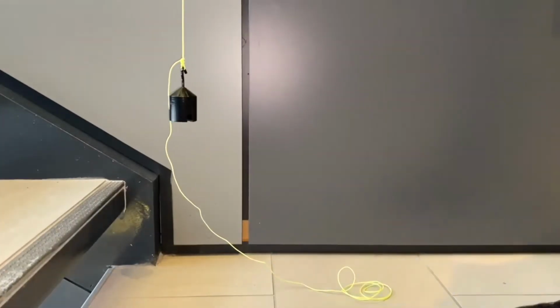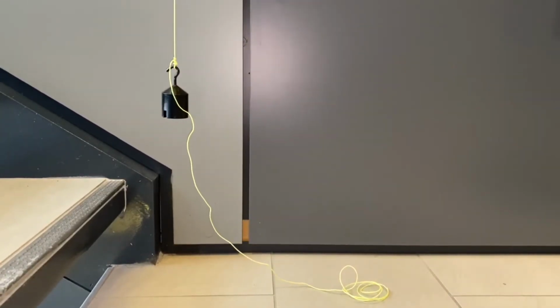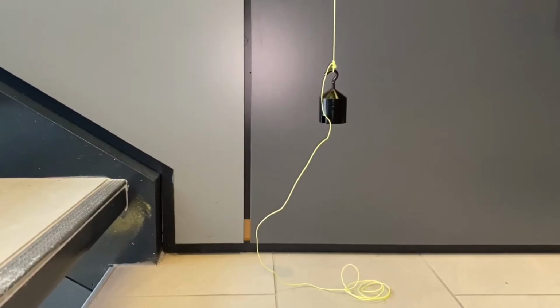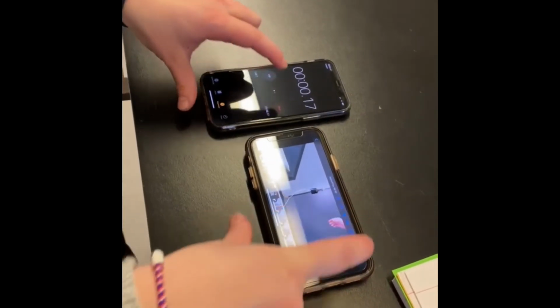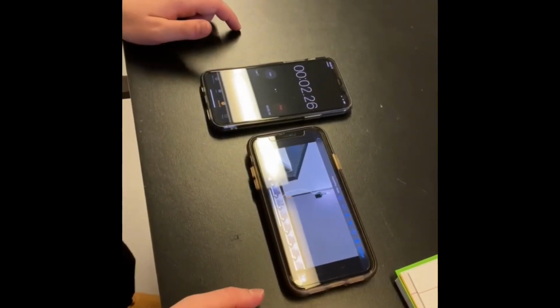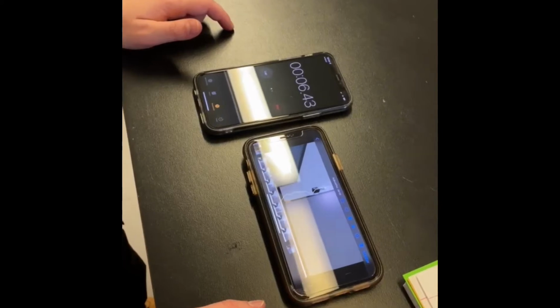For the midpoint of the pendulum, we had a mark on the wall, so we could use it to calculate the period. In this video, we see that the period is calculated as the pendulum goes completely back and forth to the midpoint.